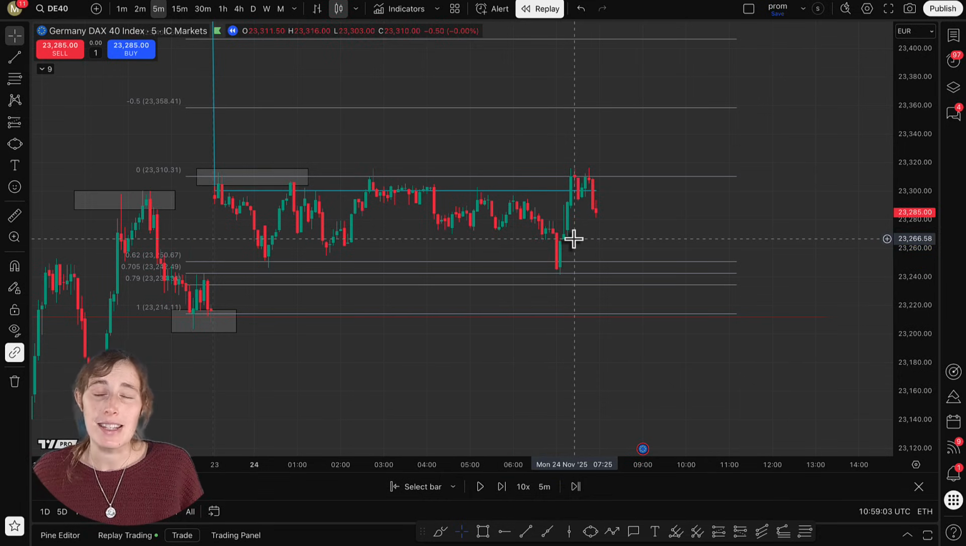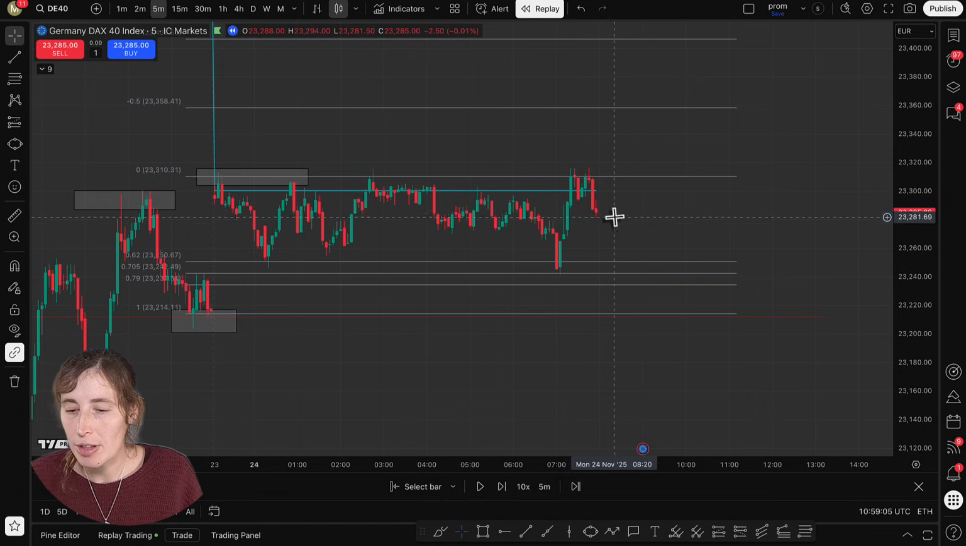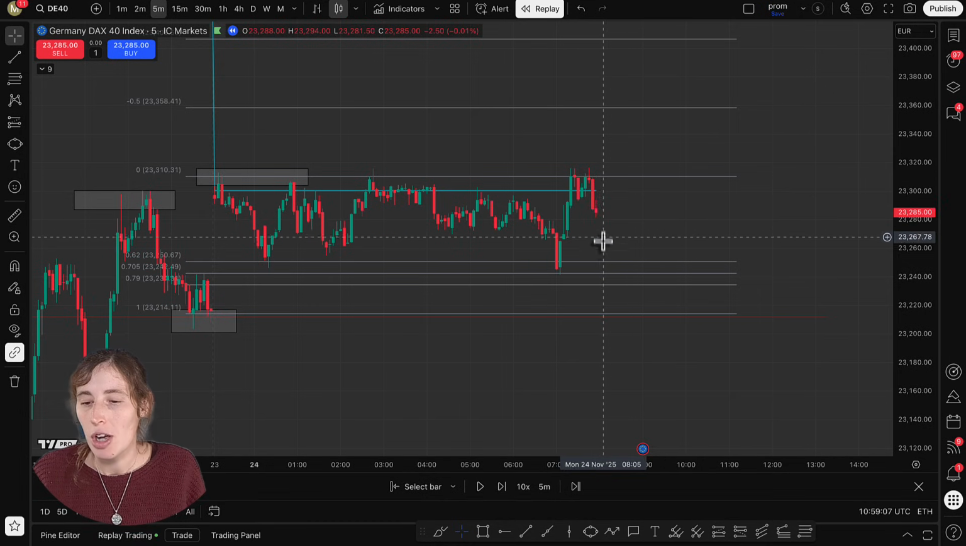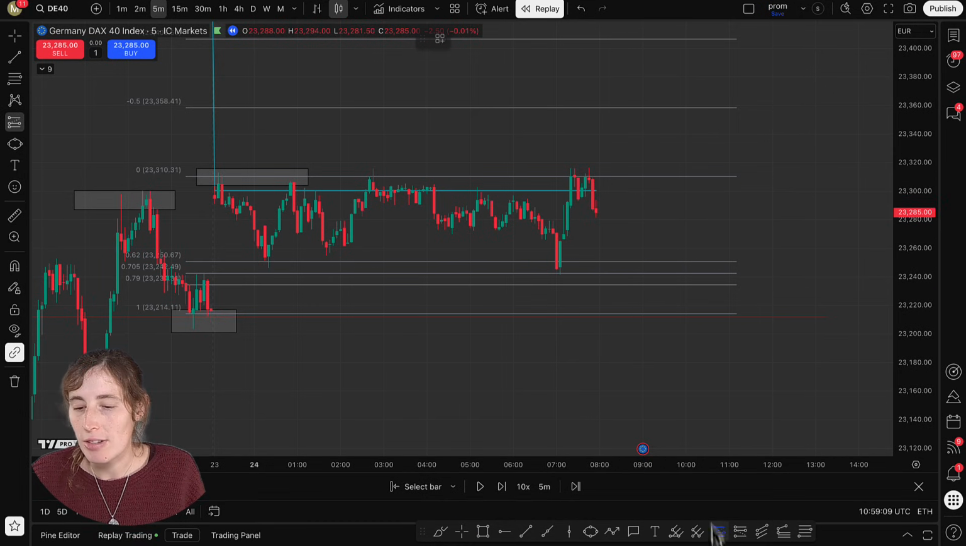Now, obviously, I missed this initial entry, but I thought that there may be a chance that during the London session, we get a drop down and retest those levels. So I put a trade plan at this point here.